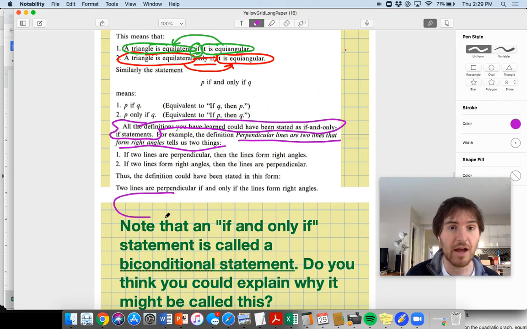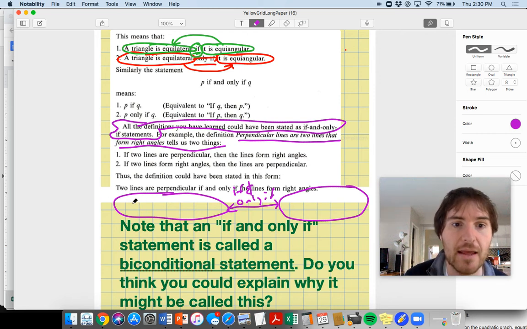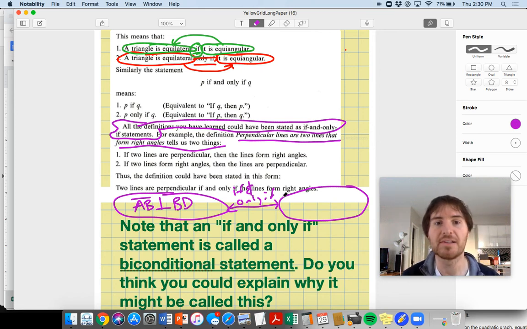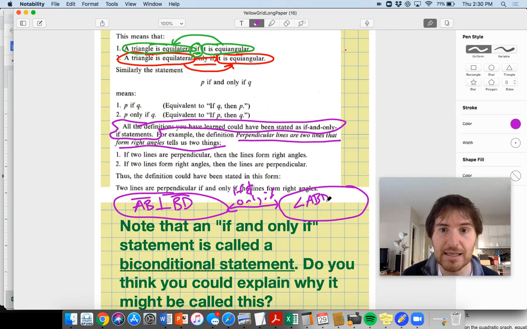So that's why all year I've been using this double-headed arrow, not just the single-headed arrows, to show what if and only if means. For instance, if we knew that segment AB is perpendicular to segment BD, what would that tell us? Segment AB is perpendicular to segment BD if and only if angle ABD is a right angle.